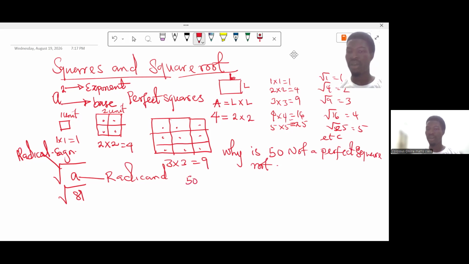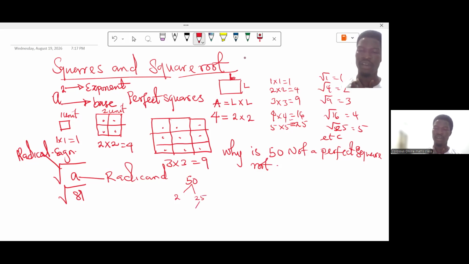There is something called prime factorization. I believe that everybody should know what we call prime factorization. Now, if I use the prime factorization method for this, look at it. 50 will be 2 multiplied by 25, okay? Then 25 can also be 5 multiplied by 5. That is all the simplification. So now I can have this. That means 50 is the same thing as 2 multiplied by 5 multiplied by 5.